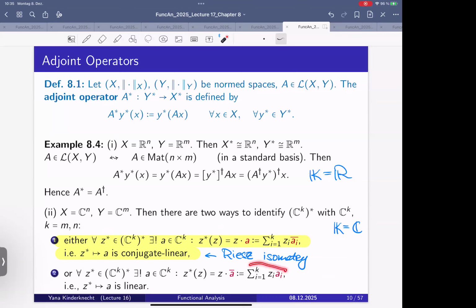So you don't have any bars in the formula. So here we have linear, and here we have conjugate linear. So they are two different. So the question is where you like to have your bar. Here it's a nice formula without bar, but then you don't have a scalar product. You have a scalar product with an extra bar. And here you have a scalar product as it was in the Riesz isometry. So also natural. Okay, so is it clear about these two ways to identify this space and this space?